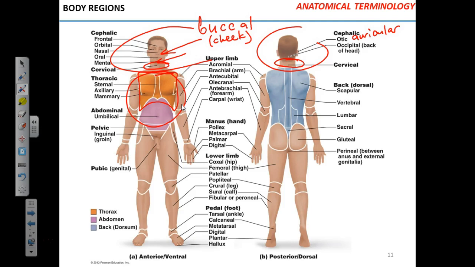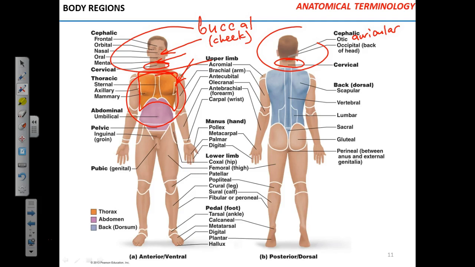Pectoral, which pretty much covers the pectoralis major muscle. The chest. Mammary, it's the region around the nipples. And axillary. It's hard to show, but axillary is your armpits. Got it?